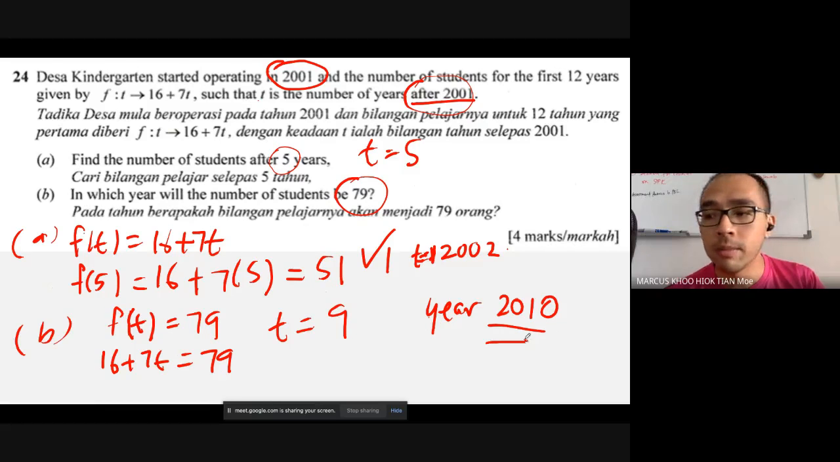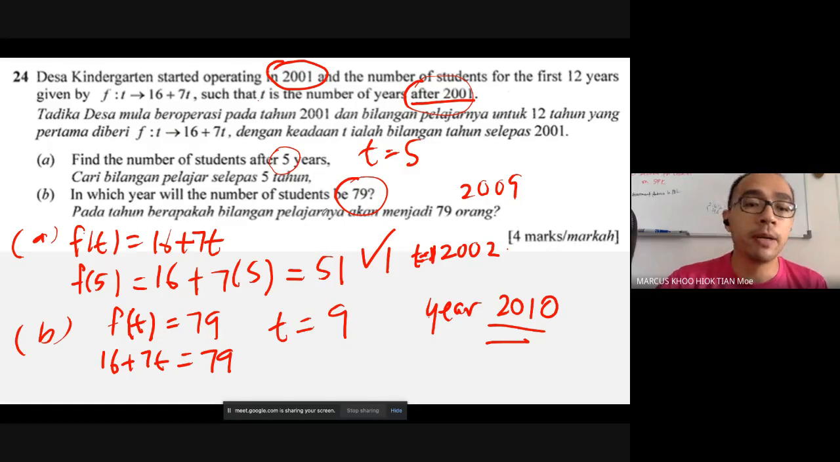But let me double check lah, sebab dalam skema dia bagi year is 2009, tapi the question is very clear, number of years after 2001, not beginning 2001. So it should be 2010, but my skema jawapan says 2009, so it's very strange. Never mind, I will check and then I will mark your paper later lah.